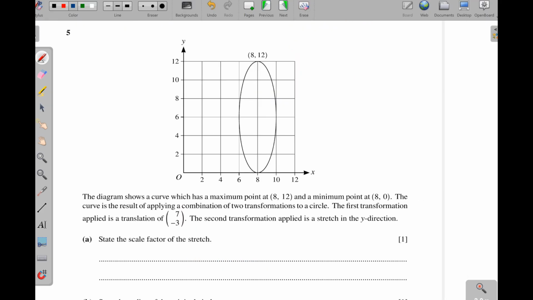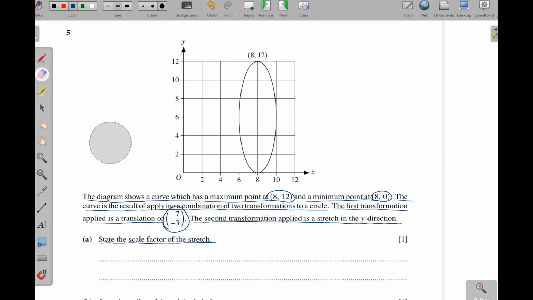Question 5 is coming from transformations of functions. The diagram shows a curve which has the maximum point (8, 12) and the minimum point (8, 0). The curve is the result of applying a combination of two transformations to the circle. The first transformation applied is the translation of (7, -3). And then the second transformation applied is a stretch in the y direction. Part A, state the scale factor of the stretch.